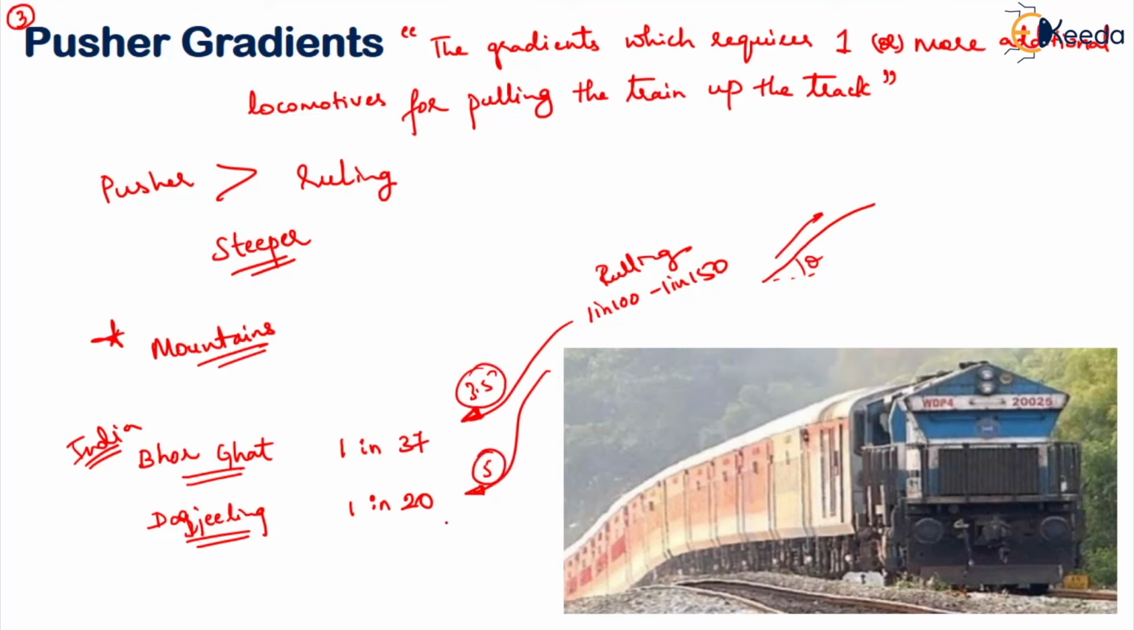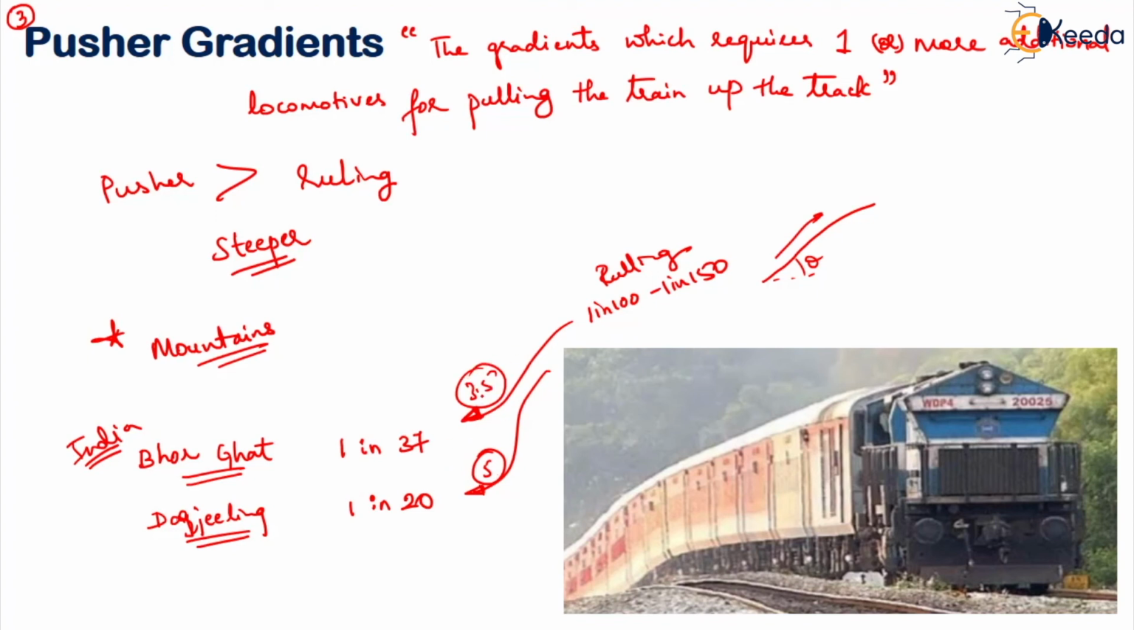So if you observe, the length can be reduced by 5 times here, and by 3.5 times here, right? So based on the reduction in length, there will be a reduction in the cost also. So especially in mountains, we have to go for pusher gradient, without which the railway track will not become economical. Understood? So this is the third type of gradient.